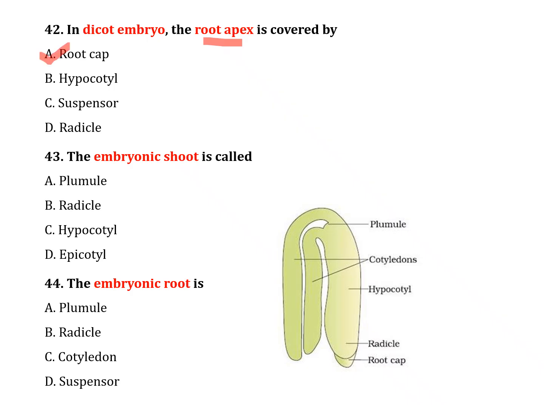The next question, number 43. The embryonic shoot is called: option A, plumule. Option B, radical. Option C, hypocotyl. Option D, epicotyl. Correct answer is option A, plumule. The next question, number 44. The embryonic root is: option A, plumule. Option B, radical. Option C, cotyledon. Option D, suspensor. Correct answer is option B, radical.